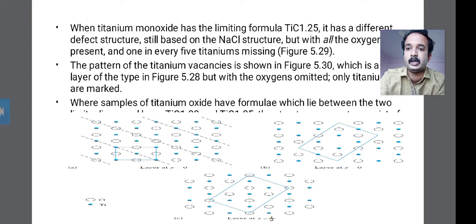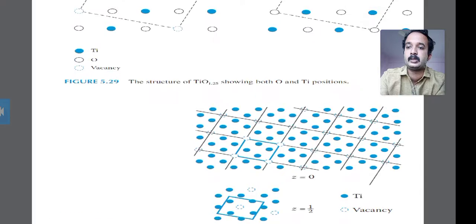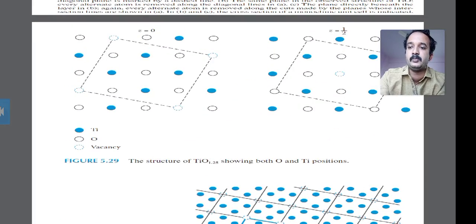Oxygens are present and one in every five titanium is missing in this structure.